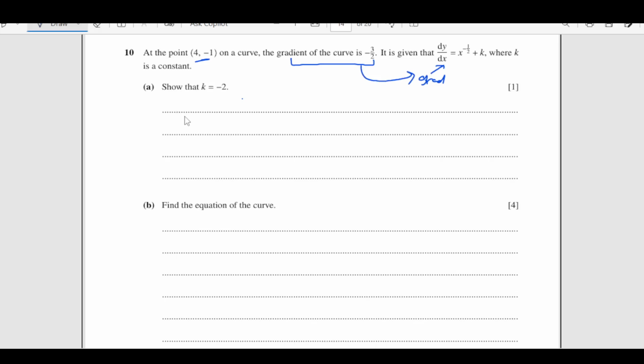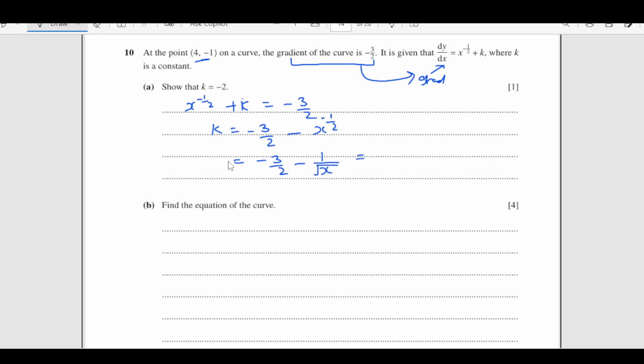So, we are writing here x to the power negative 1/2 plus k, and this is equal to minus 3/2. So, from here we will write k is equal to negative 3/2 minus x to the power 1/2. This can be written as negative 3/2 minus 1 over, because this is negative here I can put it down, the square root of x.